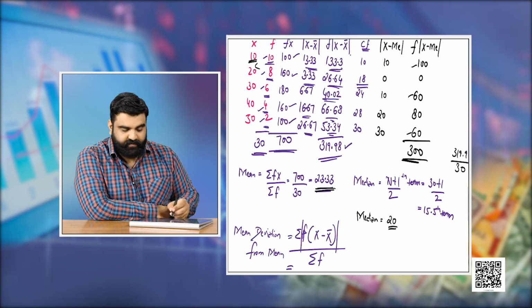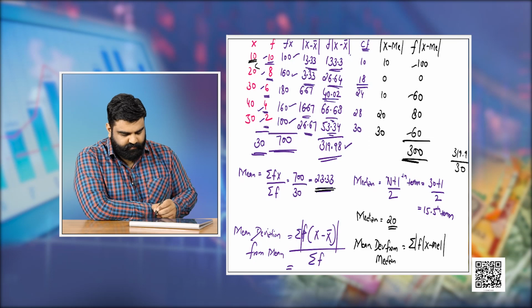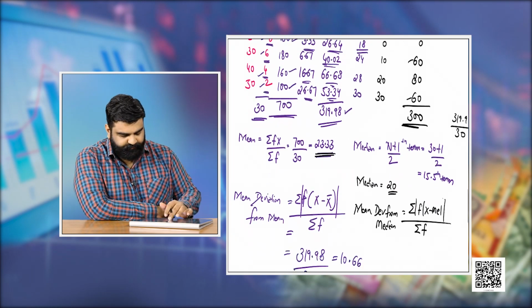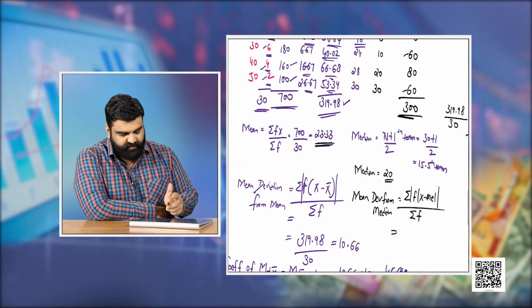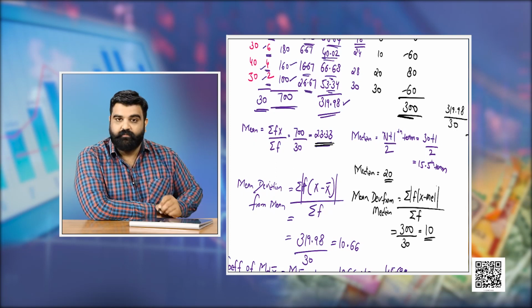Now, let us calculate the mean deviation from median. The formula to this is sigma f mod x minus median divided by sigma f. So, the answer to this will be 300 divided by 30. This gives me an answer of 10.